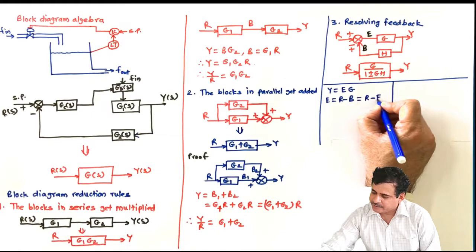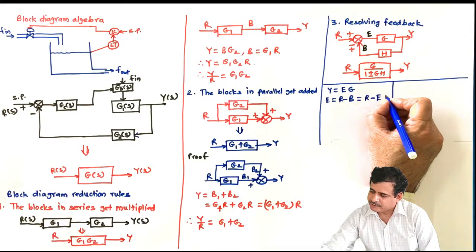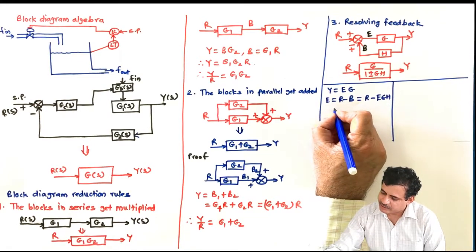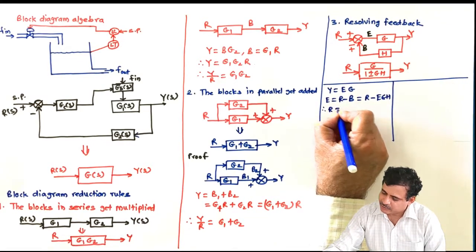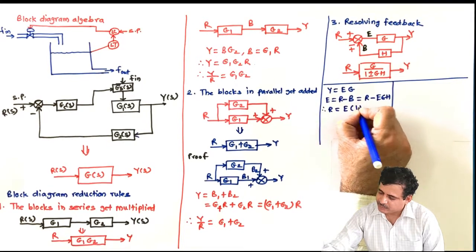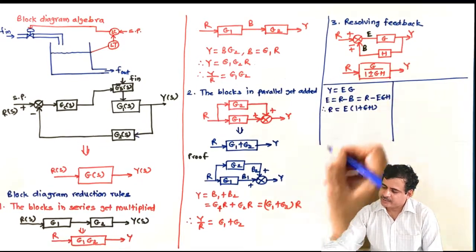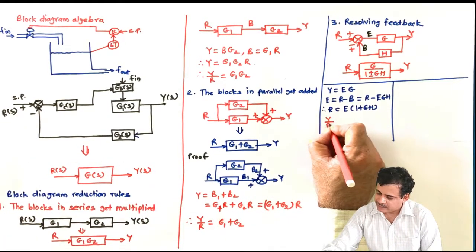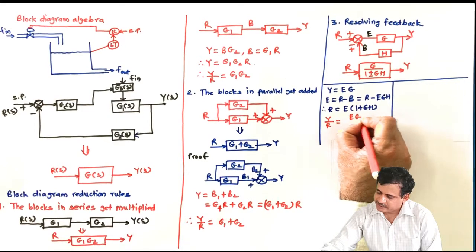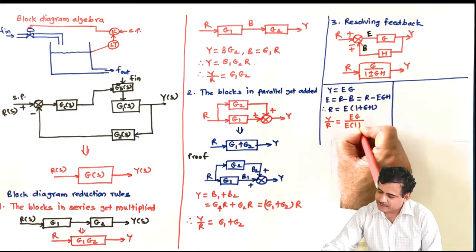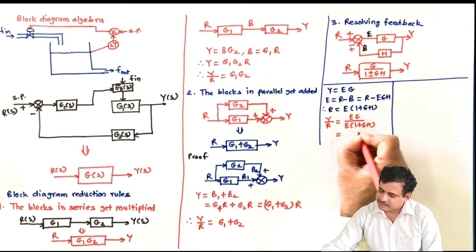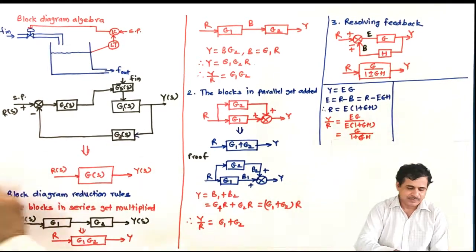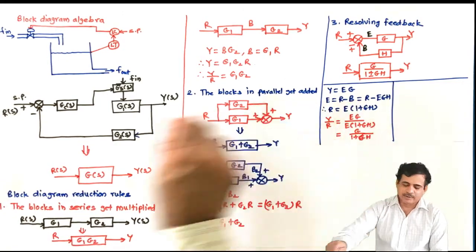So, E times GH, and hence what do I get? R is equal to E into bracket 1 plus GH. Correct? This will come here. And Y is EG. So Y by R is equal to EG upon E into bracket 1 plus GH. That is G upon 1 plus GH. Very simple. So this is for the negative feedback.